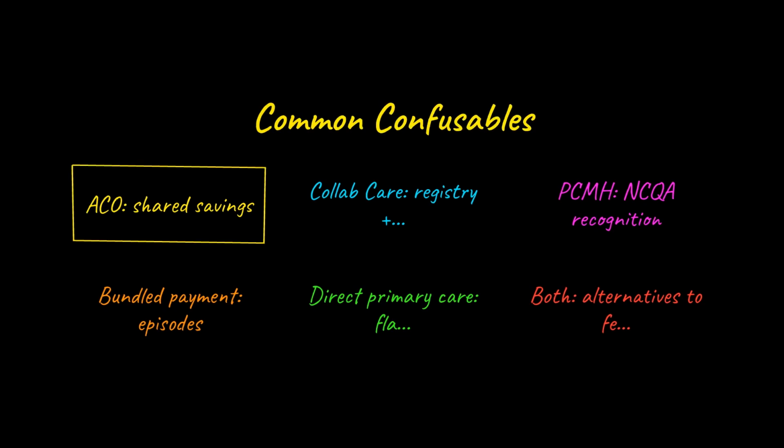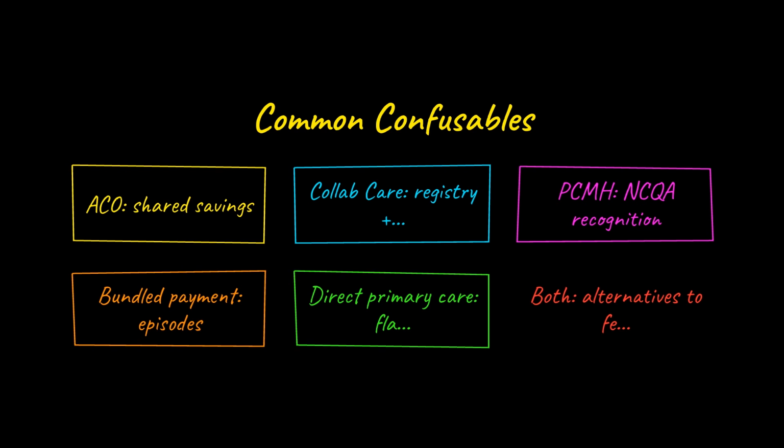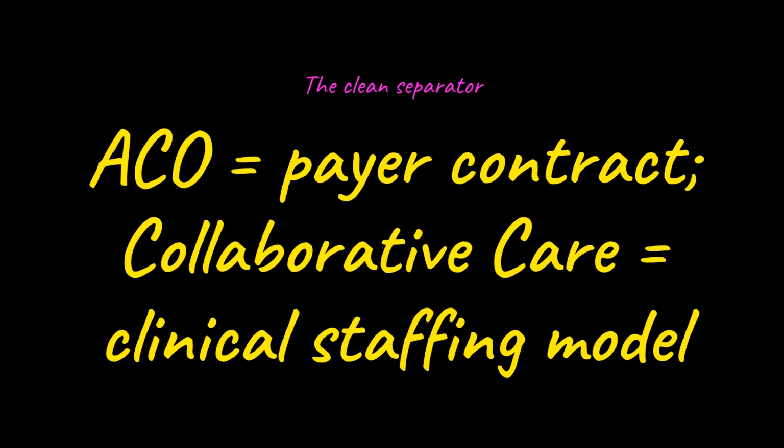Exam writers mix these arrangements deliberately. ACOs center on shared savings and attributed populations. Collaborative care centers on a registry, a care manager, and an embedded psychiatrist. Adjacent distractors include the PCMH, bundled payments, and direct primary care, each with its own distinguishing feature. The two can coexist in the same practice, but they are not the same kind of thing. One is a contracting structure with a payer. The other is a clinical workflow that brings behavioral health into primary care.